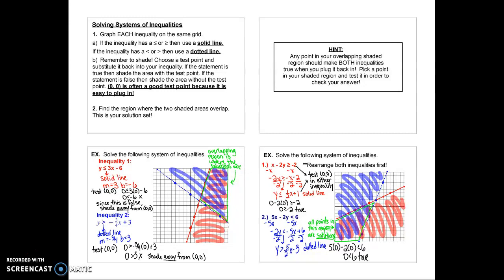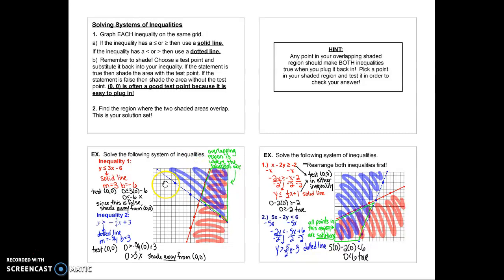Now that that line is graphed, again, you have to pick a test point. So we can still use 0, 0 as our test point here. Plug it into this inequality. So you end up with 0 is greater than 3, which is false. 0 is not actually bigger than 3. So again, my test point is false. So I'm going to shade on the opposite side of this line, which is above it. So everything above it, I'm shading in blue.